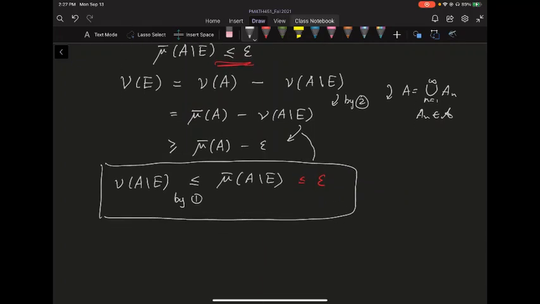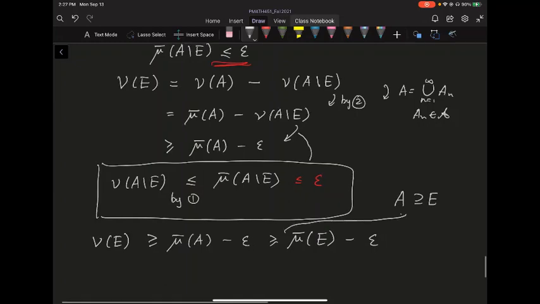Well, then what do we want? We want to compare nu of E with mu bar of E. Well, now we have mu bar of A, but A and E are really close, and actually A contains E, right? So we have this nu of E, we just showed, is greater than or equal to mu bar of A minus epsilon. Let me copy it here. And because A contains E, and mu being a measure is monotone, it's greater than or equal to mu bar of E minus epsilon. Okay, so this is just by that.